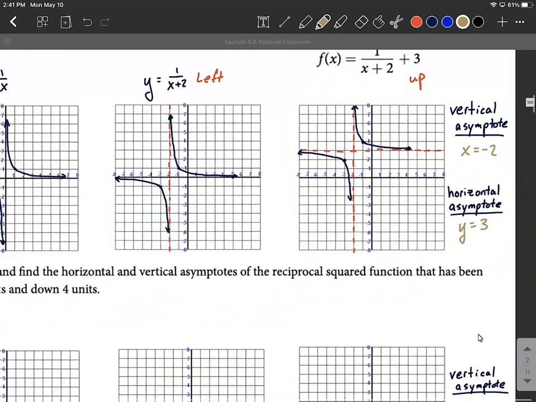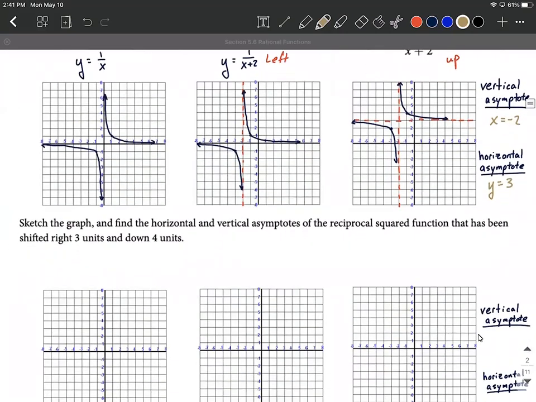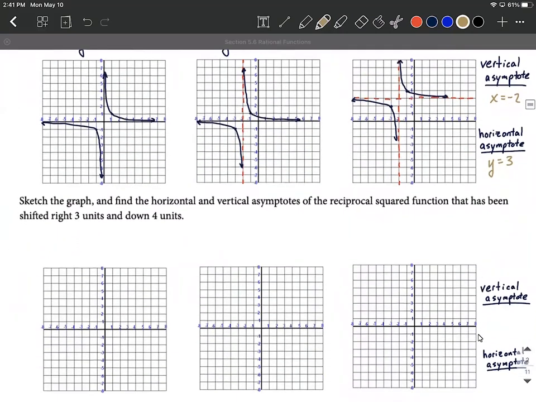All right, let's try one more of these. This time through, we want to sketch the graph and find the horizontal and vertical asymptotes of the reciprocal squared function. So our starting function is y equals 1 over x squared. And we want to move this to the right 3. And then finally, we'll move everything down 4 units to conclude.